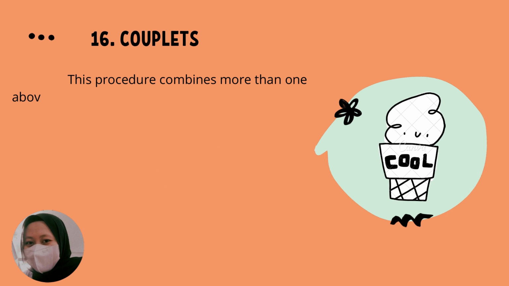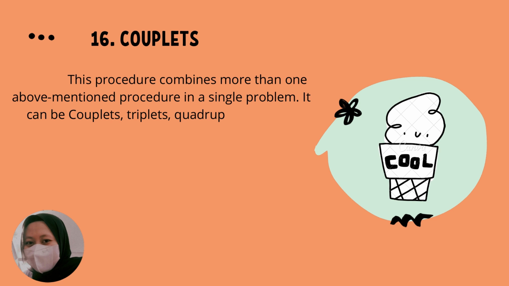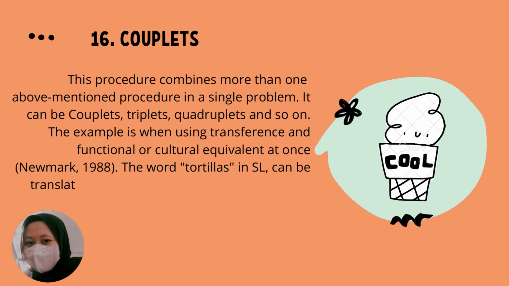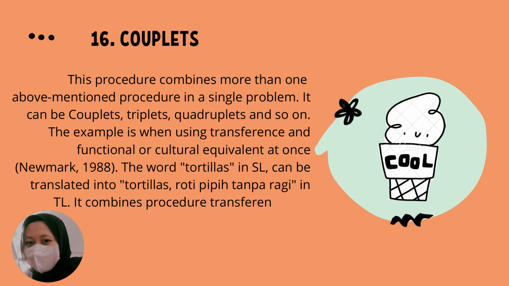16. Couplet. This procedure combines more than one of the above-mentioned procedures in a single problem. It can be couplets, triplets, quadruplets, and so on. An example is when using transference and functional or cultural equivalent at once (Newmark, 1988). The word "tortillas" in the SL can be translated into "tortillas, roti pipih tanpa ragi" in the TL. It combines the procedures of transference and descriptive equivalent.